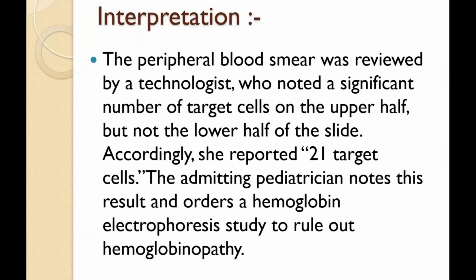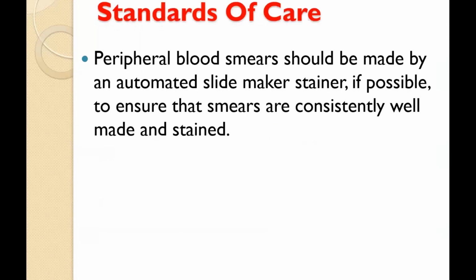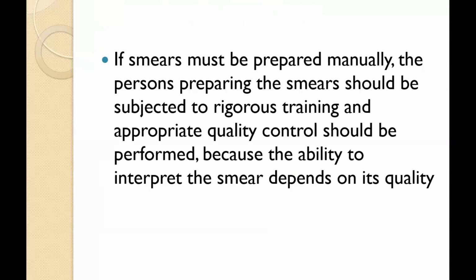And because of this, they thought this is some hemoglobinopathy, and alpha thalassemia and hemoglobin E are common in this Thailand area. But when Hb electrophoresis was performed, it was normal. And because target cells were distributed only in part of the slide, probably these were artifact. So careful preparation of the peripheral smear and careful evaluation is very important.